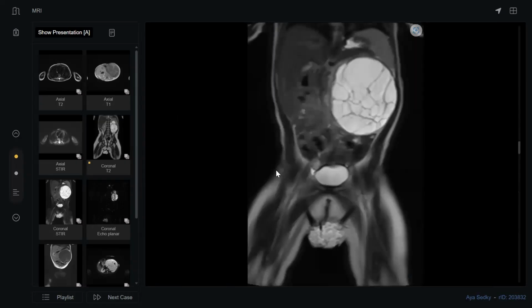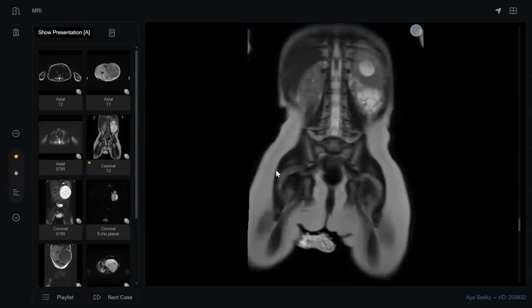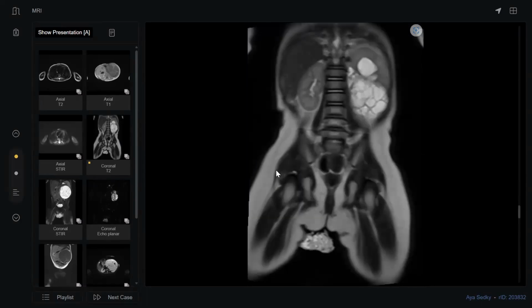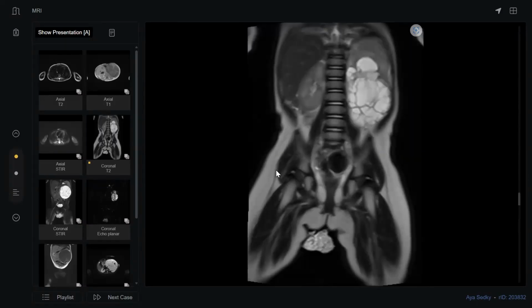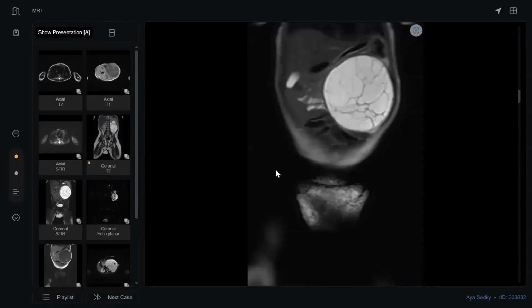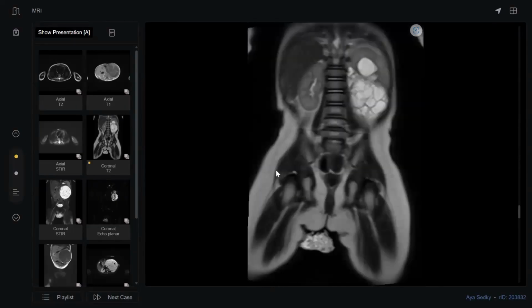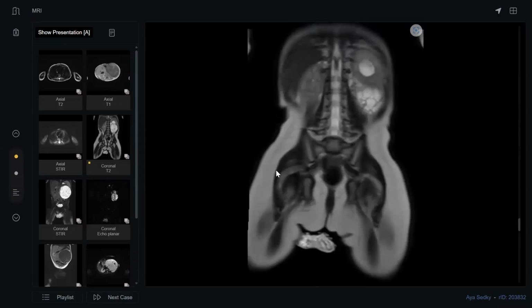Yes, I can see the left kidney being displaced superiorly. The pelvicalyceal system of the left kidney also appears dilated. This appears to be arising from the lower pole of the left kidney. The lesion appears T2 hyperintense.